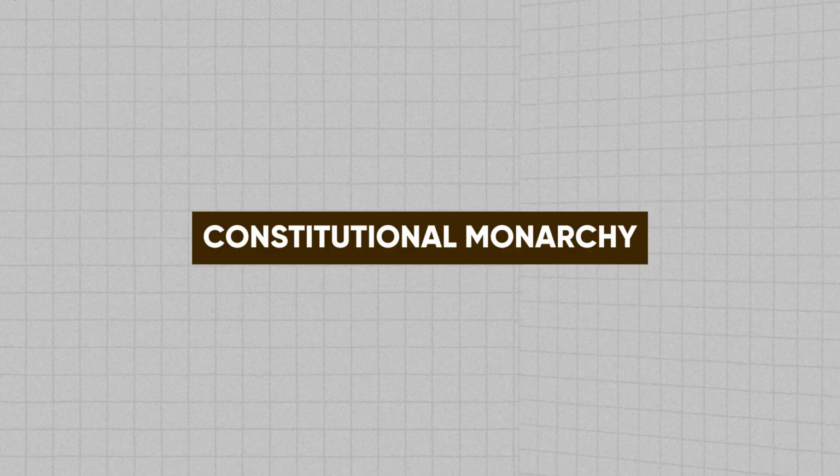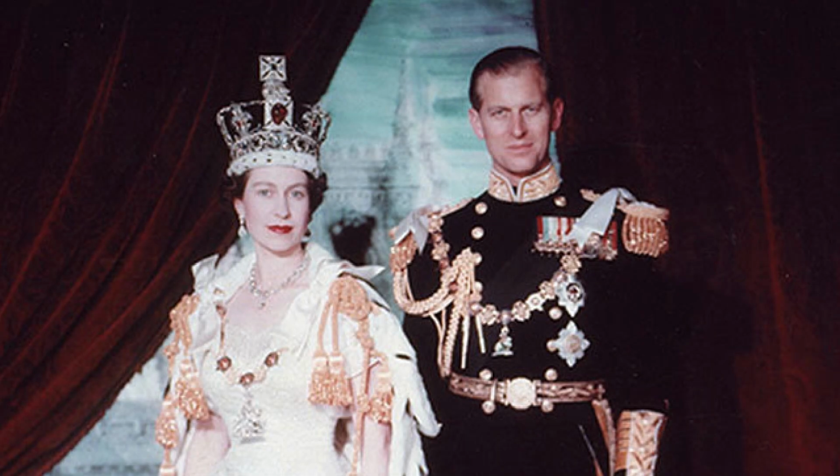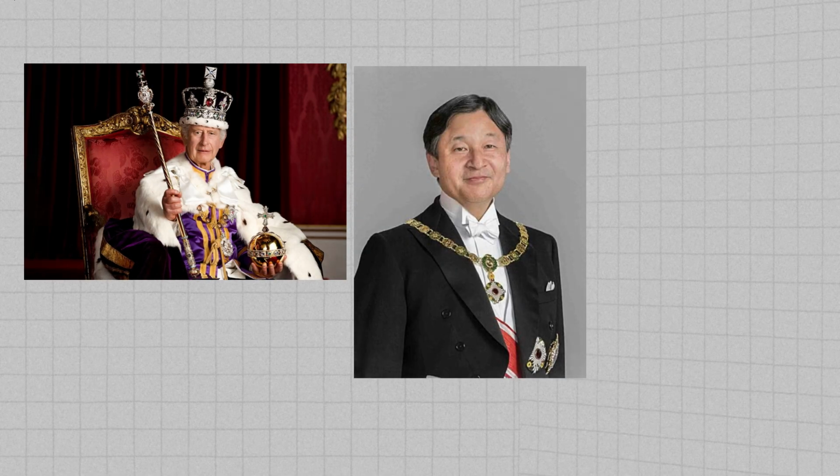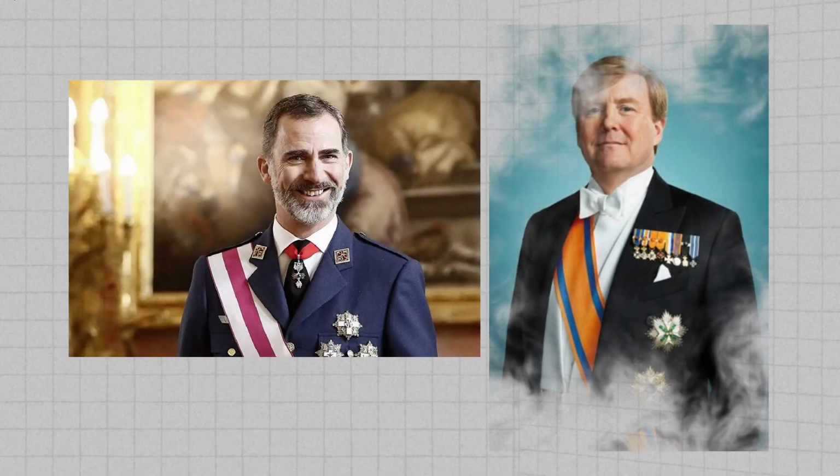Constitutional monarchy. In a constitutional monarchy, the monarch remains the official head of state, but real political power is limited by law and carried out by elected leaders. The king or queen represents tradition, unity and continuity, but doesn't control daily politics. Examples: United Kingdom, Japan, Sweden, Spain and Netherlands.